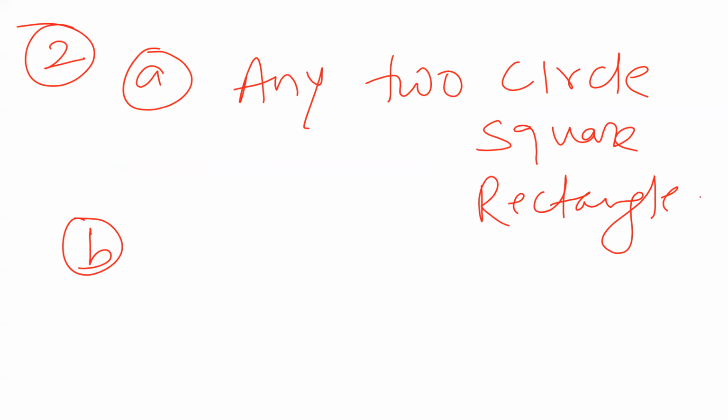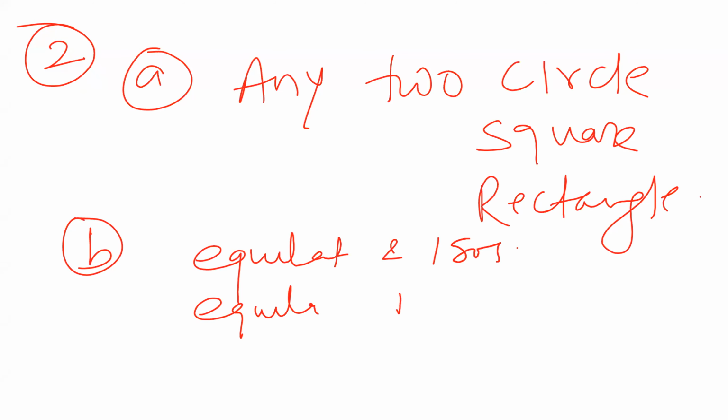Now, second one. Give two examples which are non-similar. Very easy. Circle and triangle, rectangle and square, parallelogram and circle. If I'm taking an equilateral triangle and an isosceles triangle, yes. If I'm taking an equilateral triangle and a right angle triangle, clear? Yes.